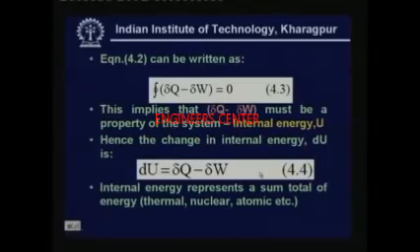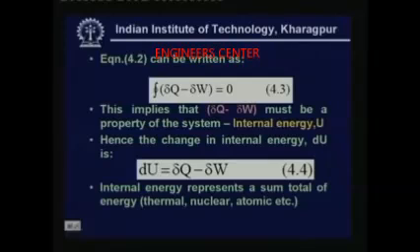This means that since the cyclic integral of (∂q minus ∂w) is 0, ∂q minus ∂w must be a point function, because for all point functions the cyclic integrals are 0. So, ∂q minus ∂w is a point function, that means it must be a property of the system. So, this property is known as internal energy. So, that is how the first law defines a property called internal energy, and you can write the change in internal energy dU as ∂q minus ∂w.